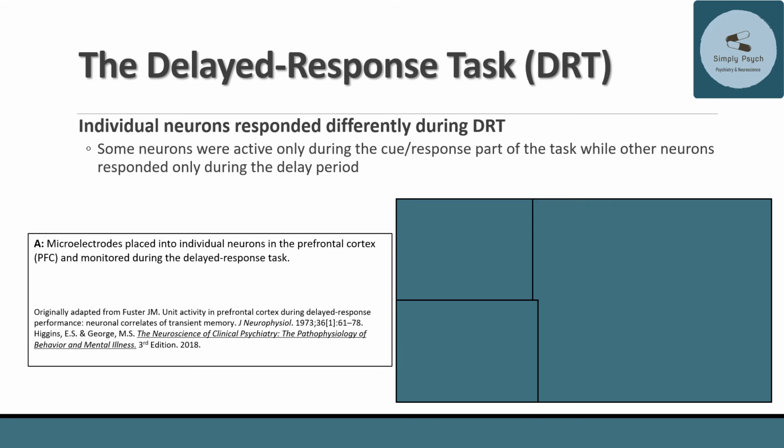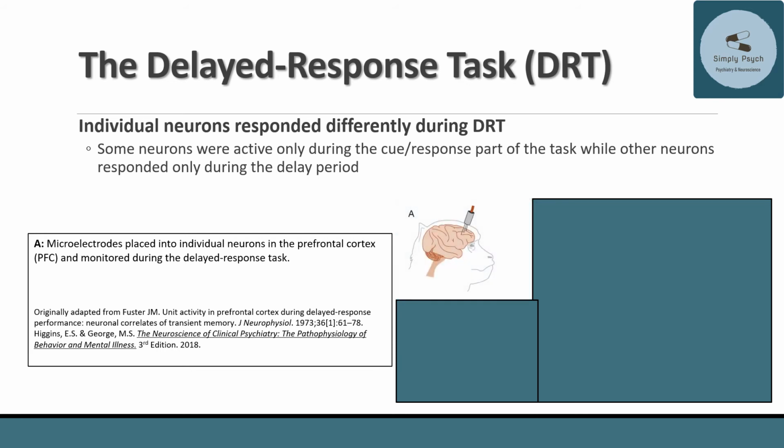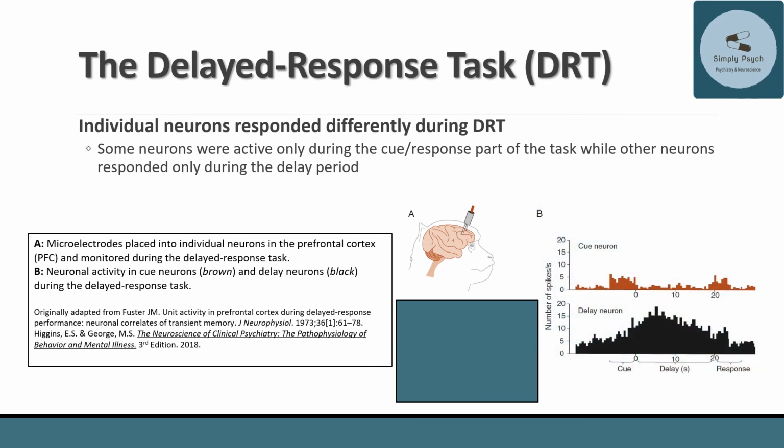And so after the studies, the researchers sacrificed the monkeys and identified the location of the microelectrodes. And it turned out that the cue neurons and delay neurons, which I'll show you in a moment, were in different regions and sort of clustered in different areas. And I'll show you here, so that's just a picture of the microelectrodes in the prefrontal cortex of the monkey while they're doing the task. And you'll see here that they were testing the neuronal activity in these different types of neurons.